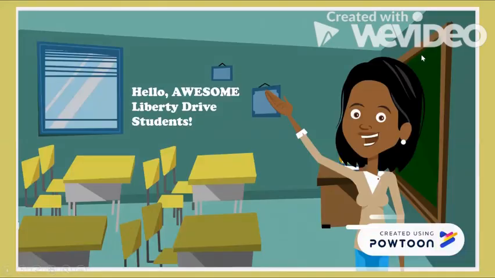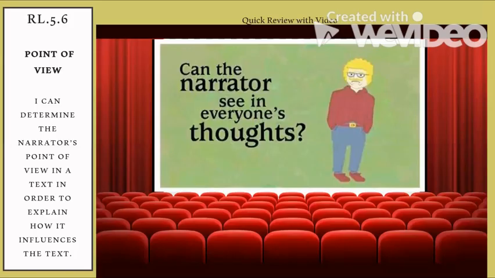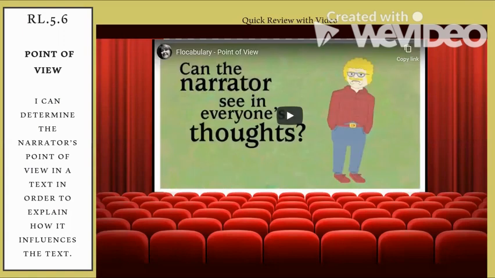Okay, guys, welcome back to part 2 on the lesson of point of view. We're going to begin the lesson by repeating the I can statement together. I can determine the narrator's point of view in a text in order to explain how it influences the text. Next, we're going to review the video that was in the previous lesson as well.